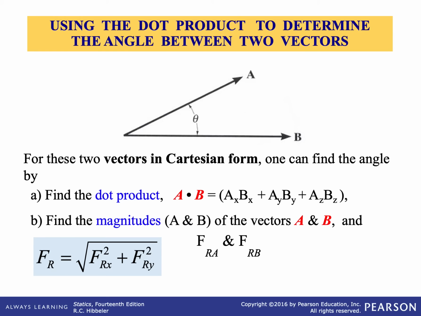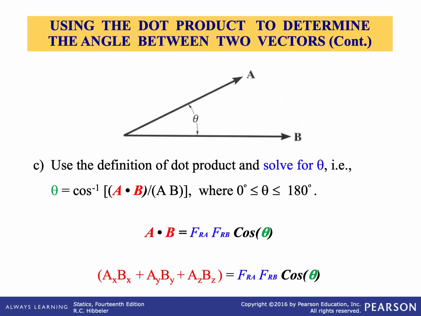Step two, you need to find the magnitudes of A and B as vectors. If you recall, the magnitude is the square root of the x component squared plus the y component squared, and if we have three dimensions, plus the z component squared. So step one, do the dot product, which means multiply the Cartesian forms together, the x with the x, the y with the y, and the z with the z. Then for A alone and B alone, you find the magnitudes. After you do that, you can solve for the angle theta.